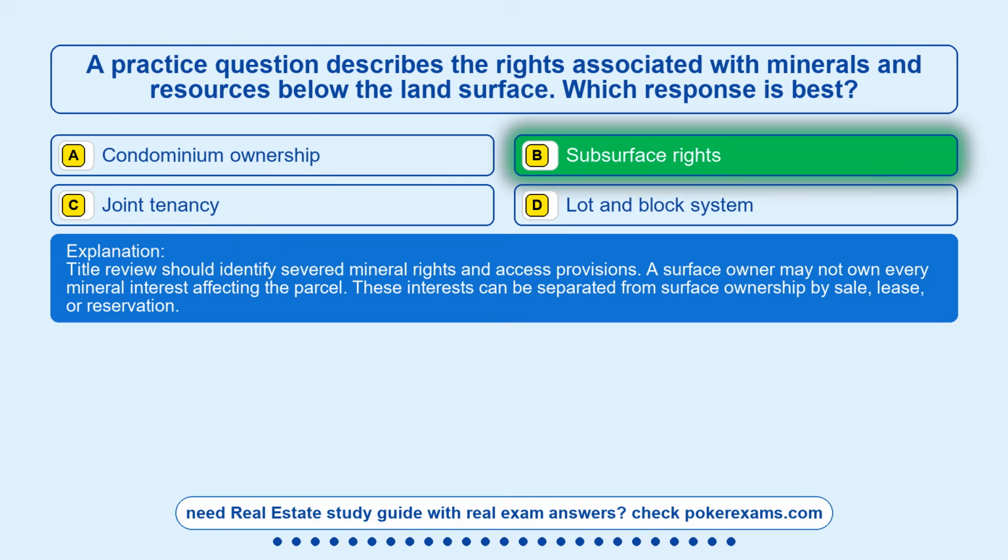Title review should identify severed mineral rights and access provisions. A surface owner may not own every mineral interest affecting the parcel. These interests can be separated from surface ownership by sale, lease, or reservation.